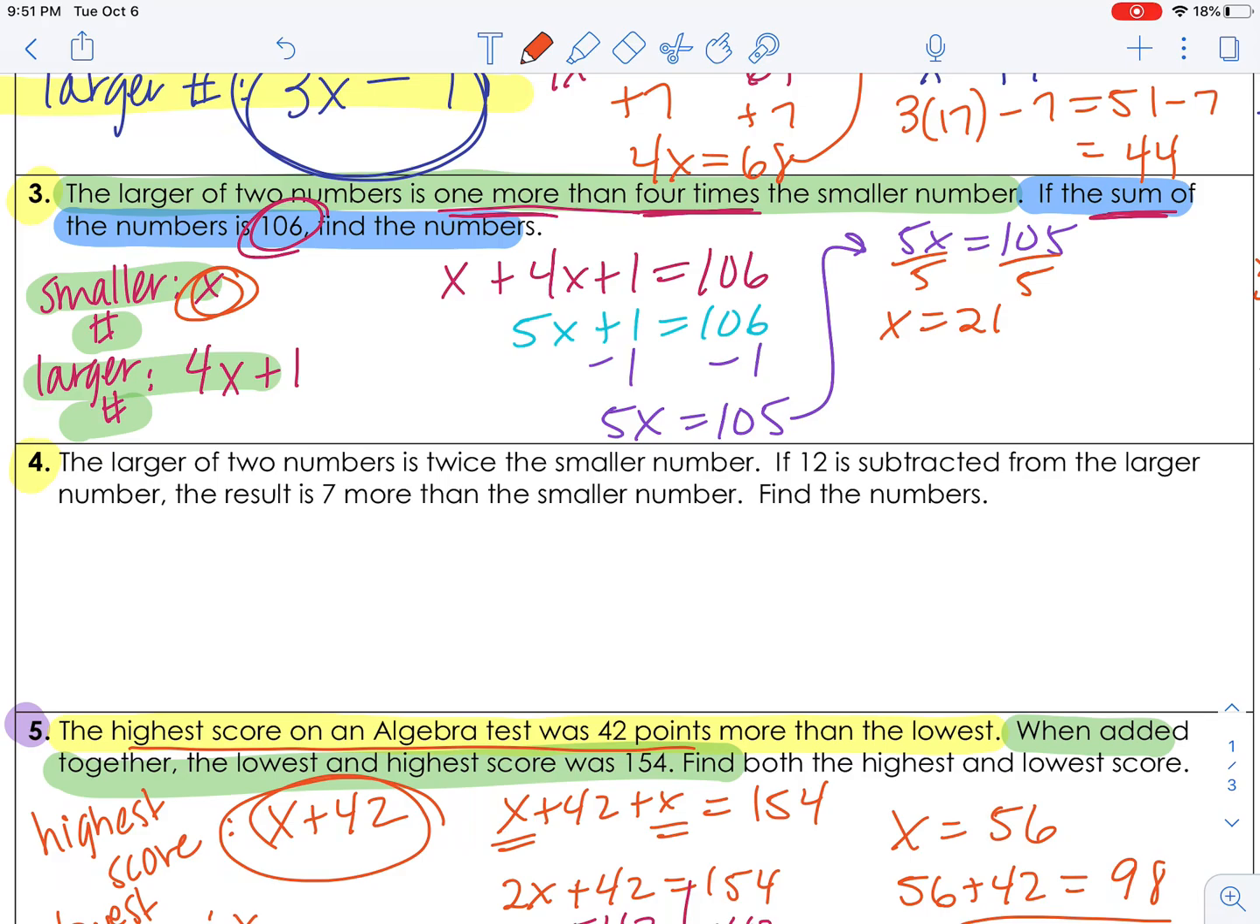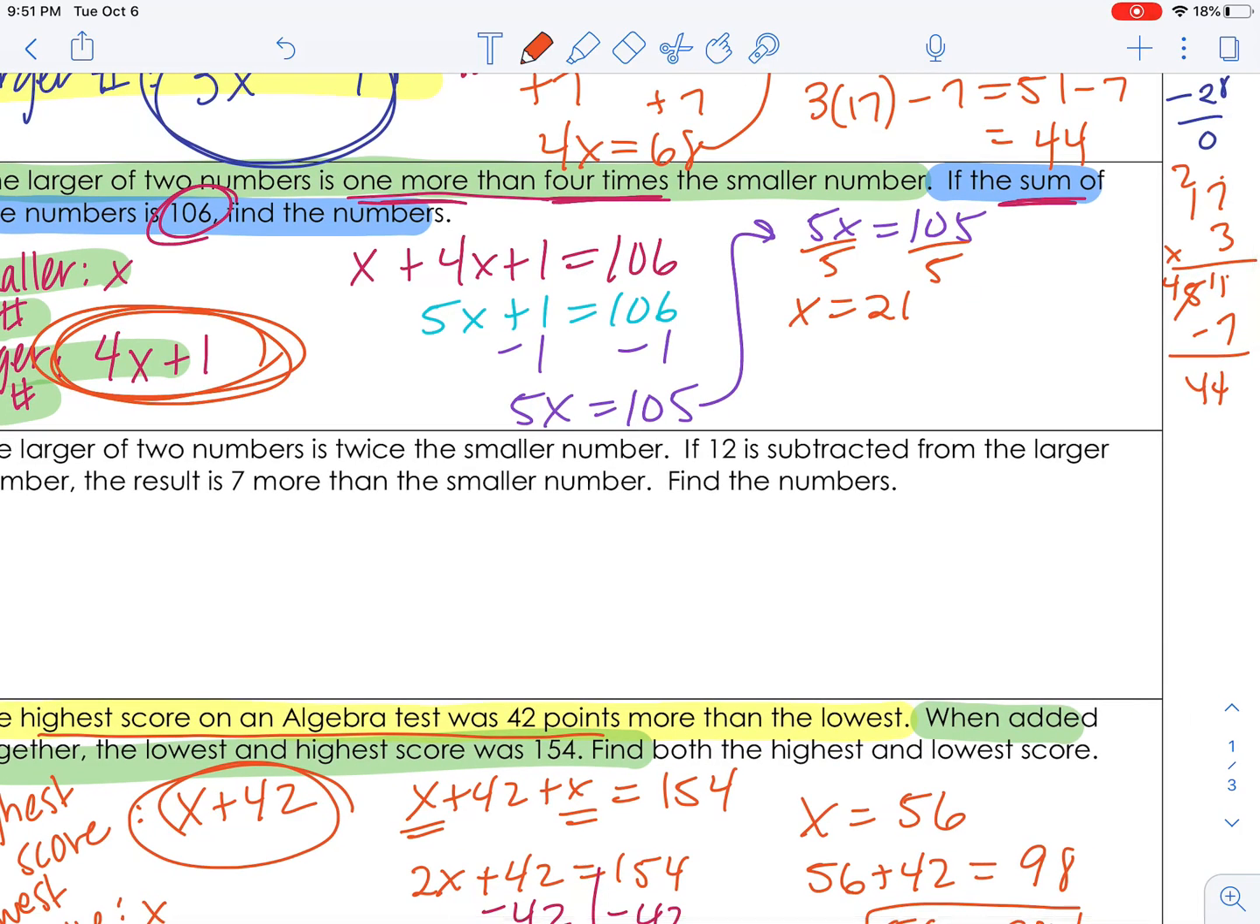We found the smaller number. The smaller number is x. How do we find the bigger number? We have to plug it in to what we said the bigger number should be. We have to say 4 times 21 plus 1. 4 times 21 is 84, plus 1 is 85. So our two numbers for this problem are 21 and 85.